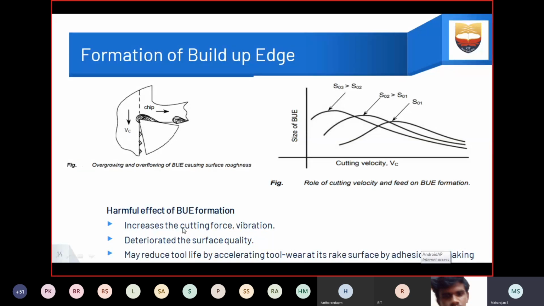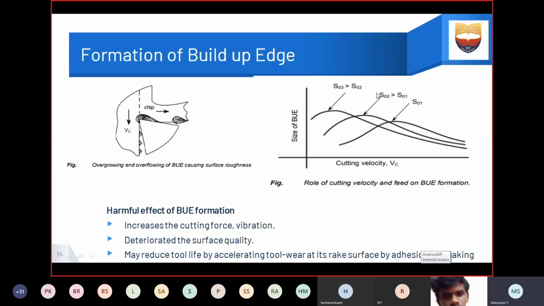The build-up edge increases the cutting force and vibration, and these are all the major problems with the build-up edge. So how can we avoid the build-up edge? We need to increase the cutting velocity. That is what I told. If you increase the cutting velocity, what happens? The size of the build-up edge will gradually reduce. So increasing the cutting velocity is effective to reduce build-up edge formation.